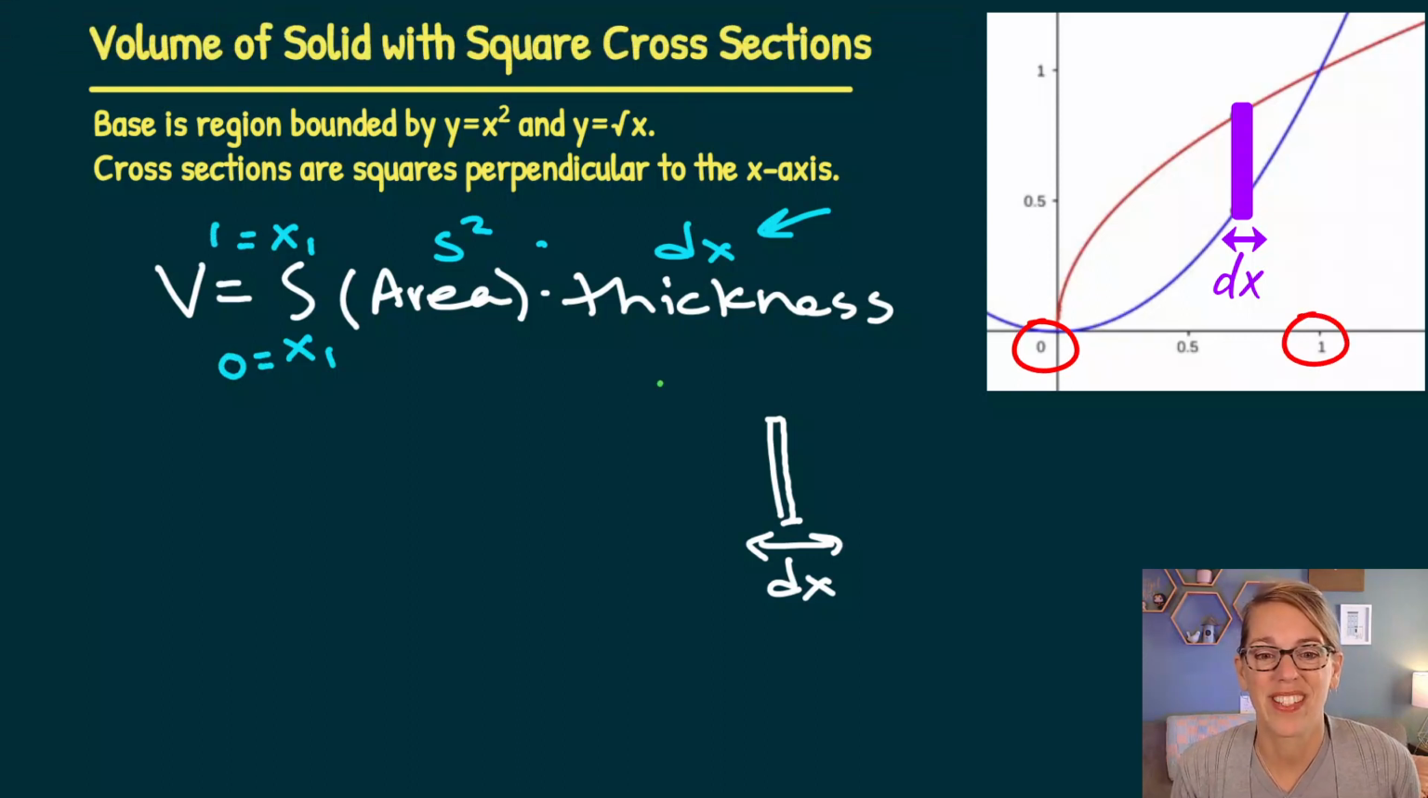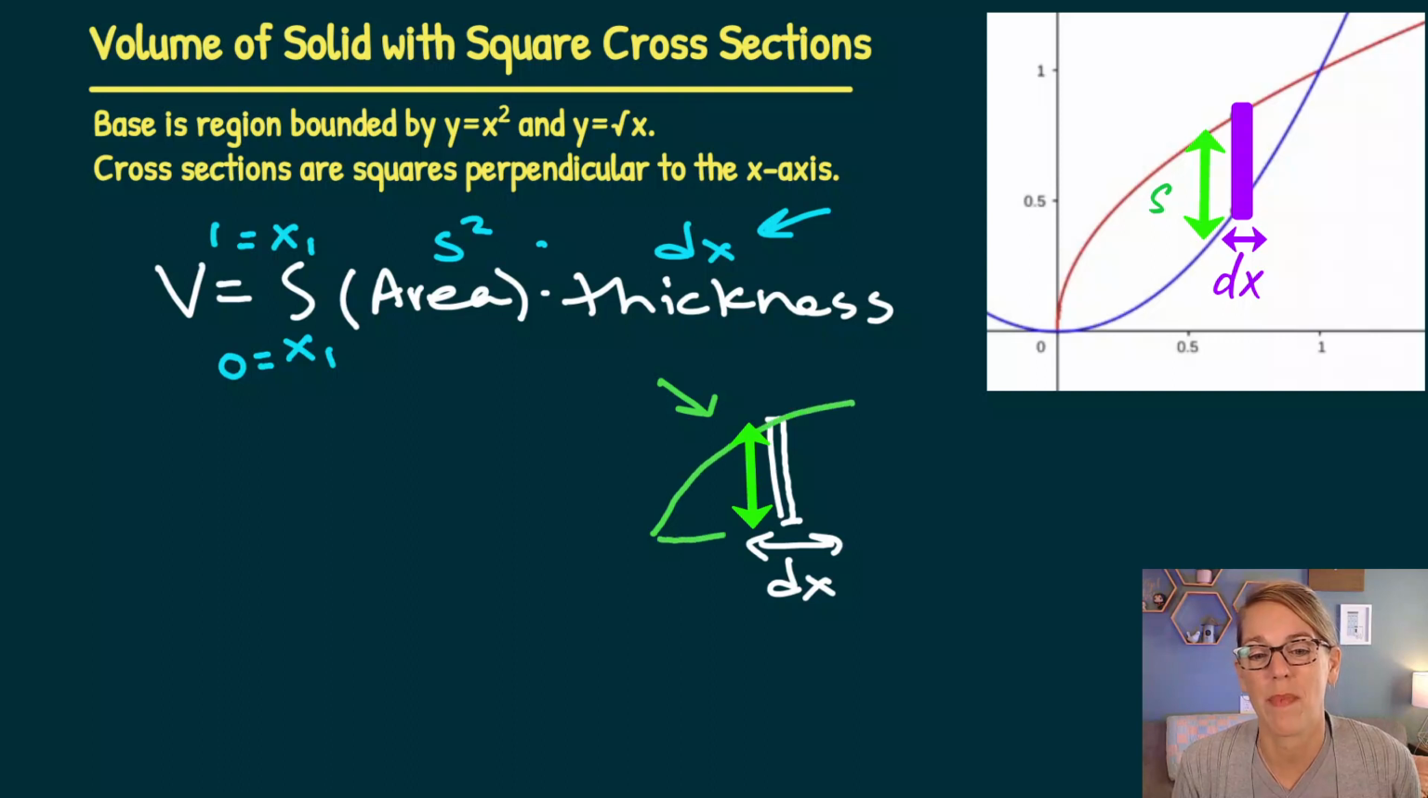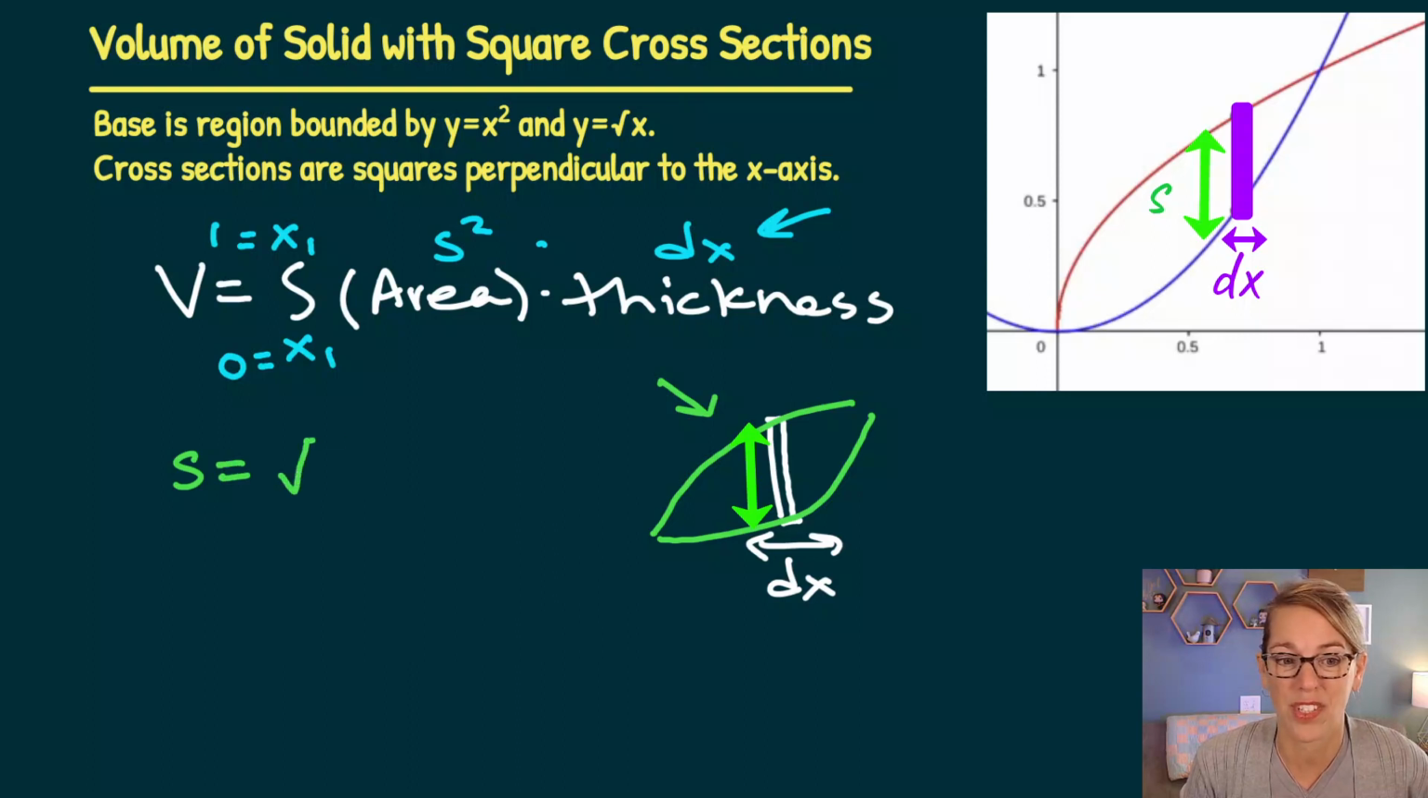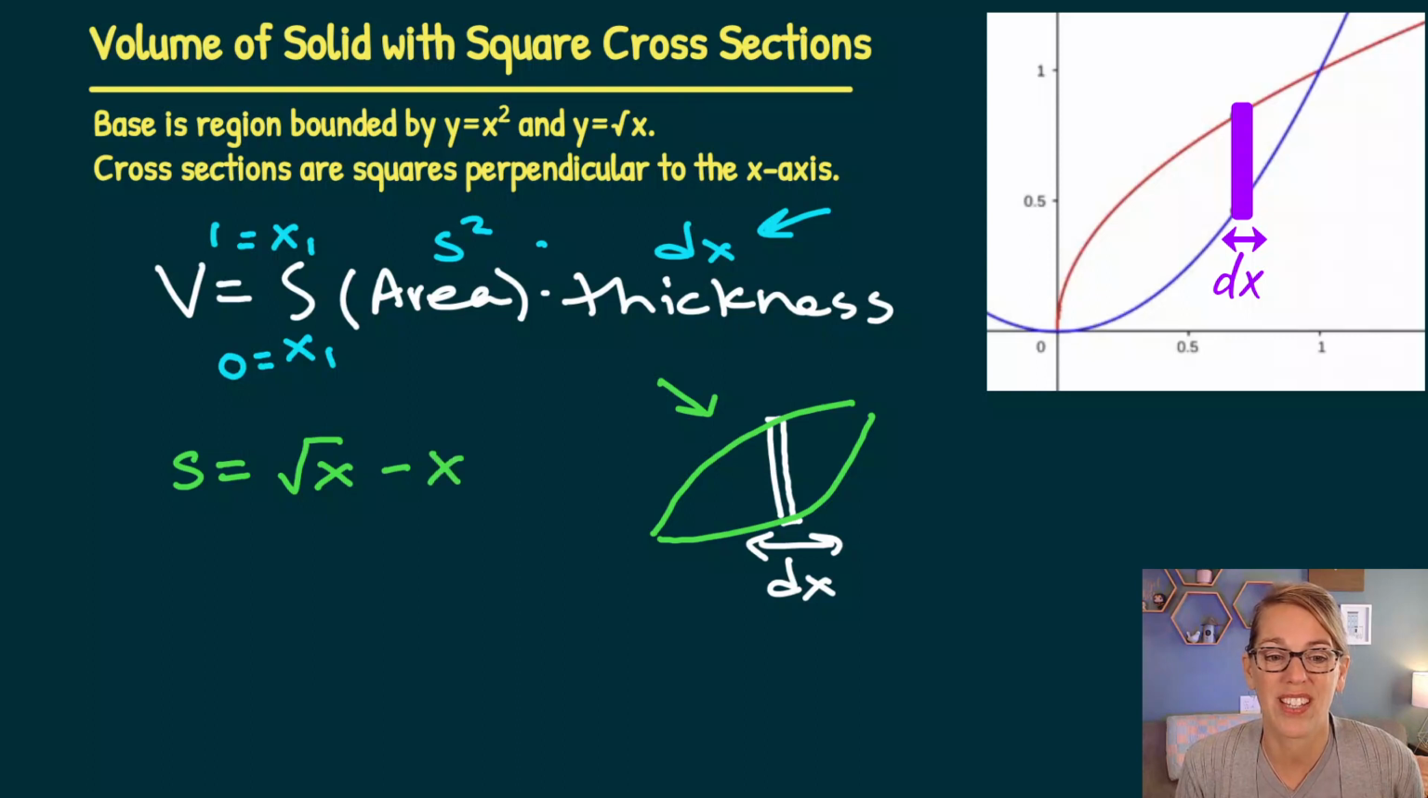Now I need to deal with this side. So I can see from my graph that the side is bound in between my upper curve, or the square root curve, and the lower curve. So the side is the distance between those two curves. So my side is going to be the upper curve, which is the square root of x, minus the lower curve, which is x squared. And that's going to be true for any of our squares along our interval.